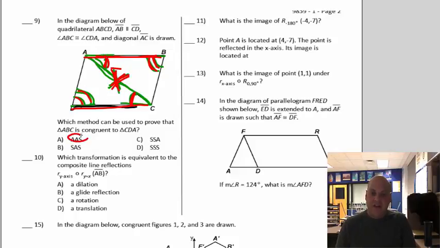So we have angle, side. That's my choice A. It's your choice. Flip the page here. It's your choice B. It's not that one. It's not that one. It's just your choice B.